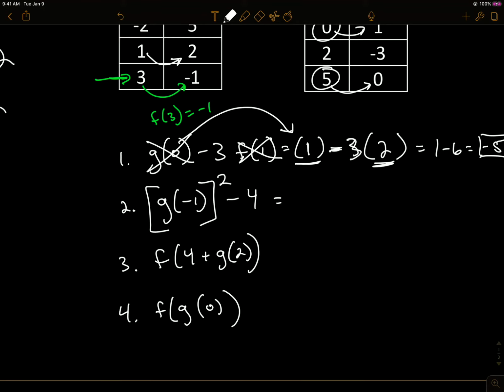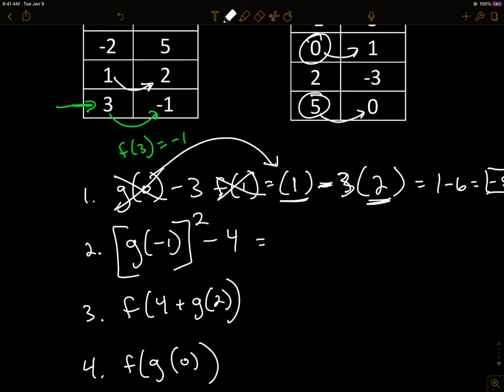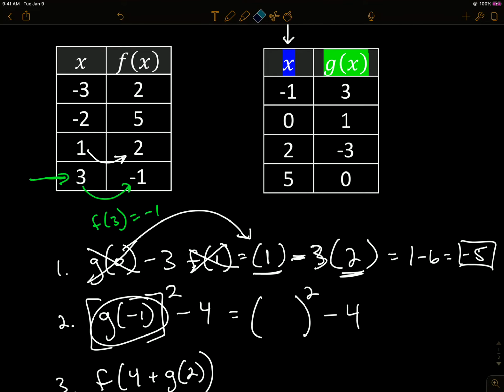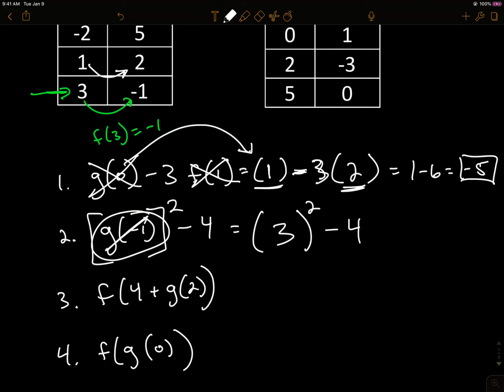All right, let's look at this next one. G of negative 1 squared. So whatever g of negative 1 is, when I get it, I'm going to square it and then subtract 4. So I've got to look inside here and figure out what g of negative 1 is. So if I go to the table for g, negative 1 maps to 3. So I can take this out of here and put a 3 in. And so 3 squared is 9, so I get 9 minus 4, which equals 5.